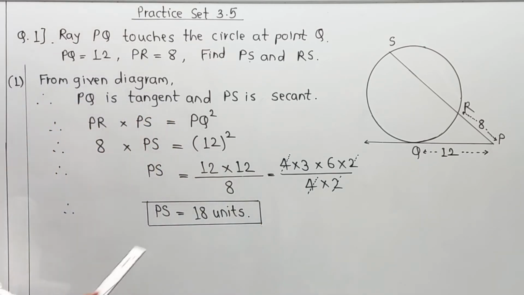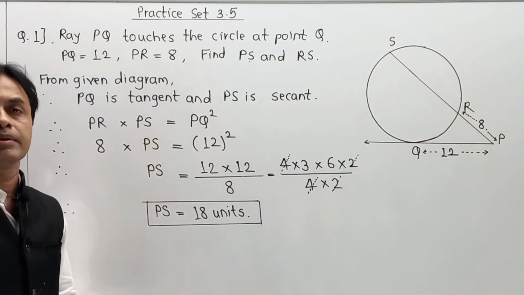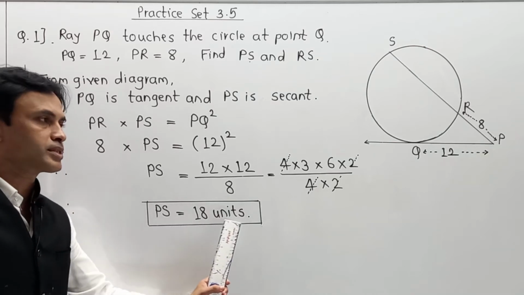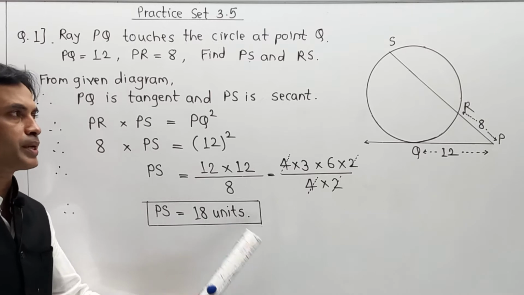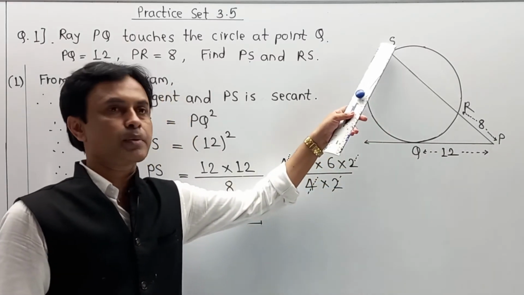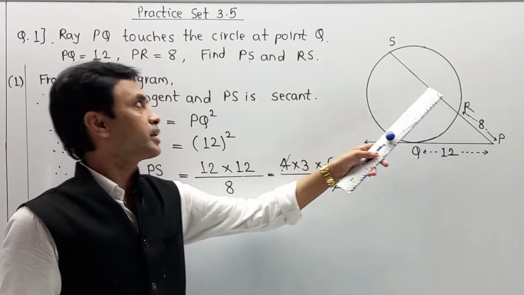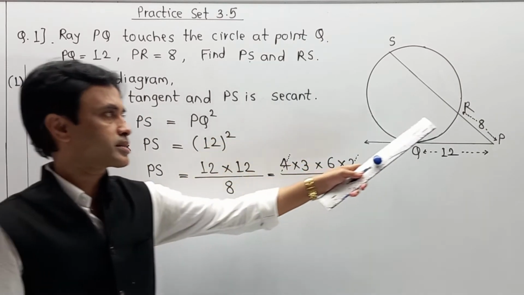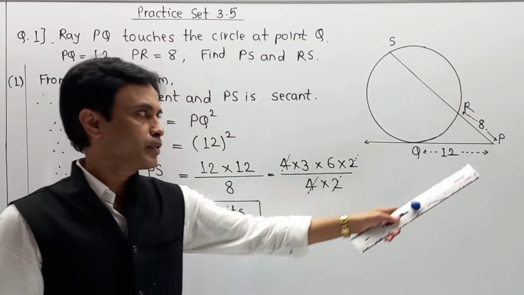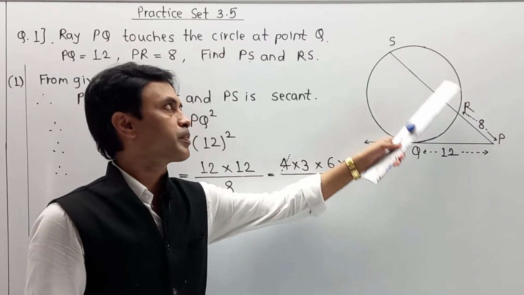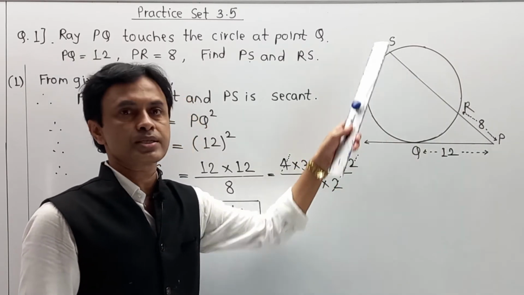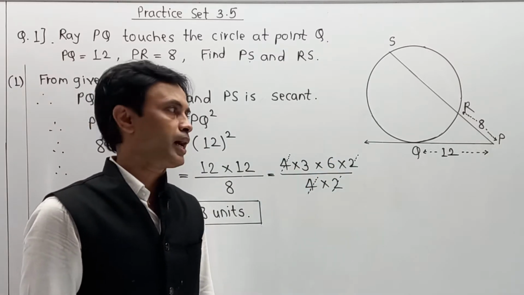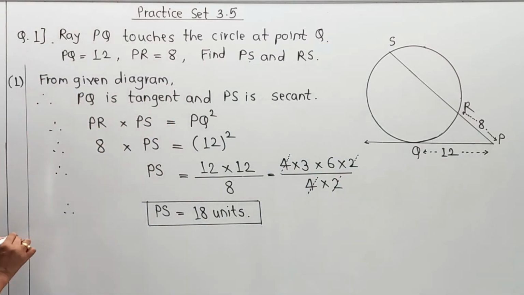I have written units because they have not mentioned centimeter, meter or any units. So PS is equal to 18 units. Now, continuing with this part, as we are able to get the total PS, our target is to calculate the next value, RS. We know that PR plus RS is equal to PS, so making application of that, our second part.